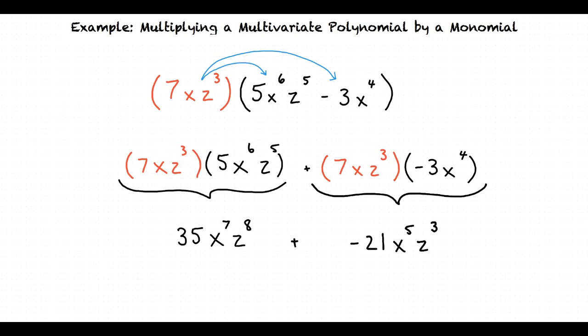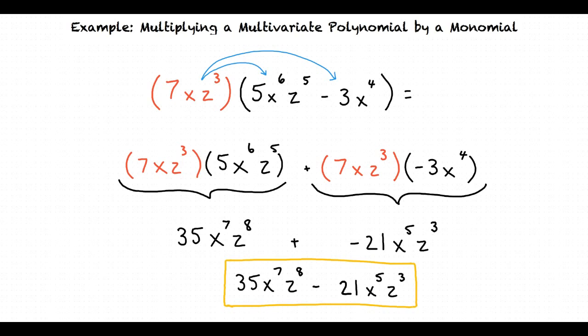Putting our terms together, our final answer is 35x to the seventh z to the eighth minus 21x to the fifth z to the third.